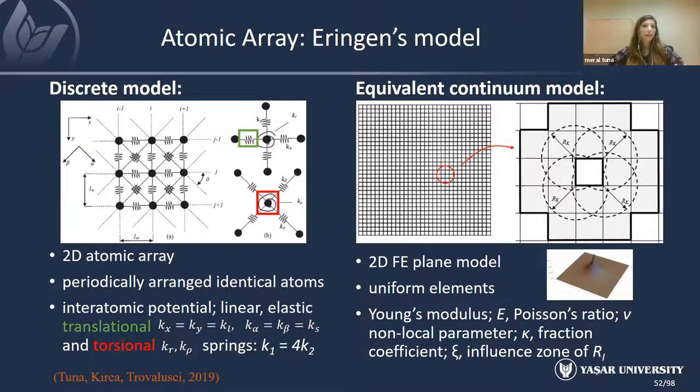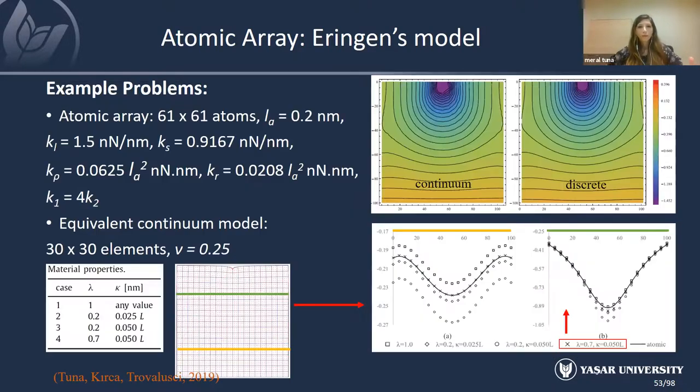Of course, this can be extended to two-dimensional arrays, but I will not give any details right now. If there is anyone interested, of course, I can provide some details about the paper later. But overall, in the two-dimensional case, again, we see the capability of Eringen's model in obtaining a displacement field similar to the discrete model, as illustrated here for the Flamant problem.